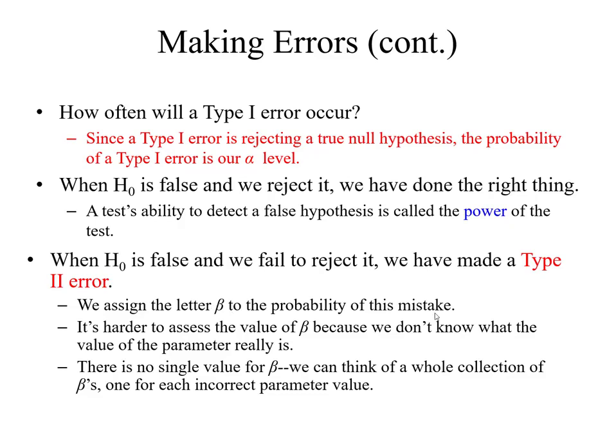It's harder to assess the value of beta because we don't know what the value of the parameter really is. There is no single value for beta. We can think of a whole collection of betas, one for each incorrect parameter value. In quality management, we call alpha the producer risk and we call beta the consumer risk.